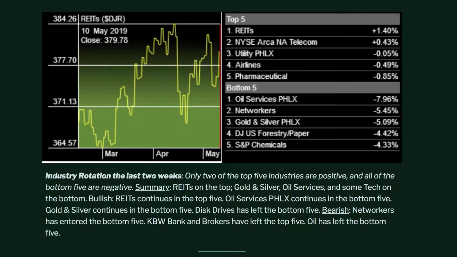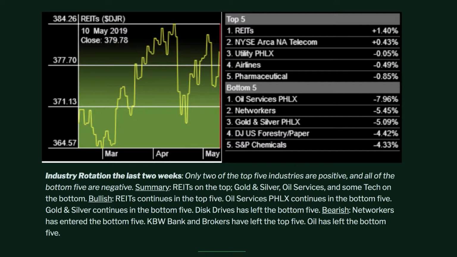Industry rotation the last 2 weeks. Only 2 of the top 5 industries are positive, and all of the bottom 5 are negative. Summary: REITs on the top, gold and silver, oil services, and some tech on the bottom.